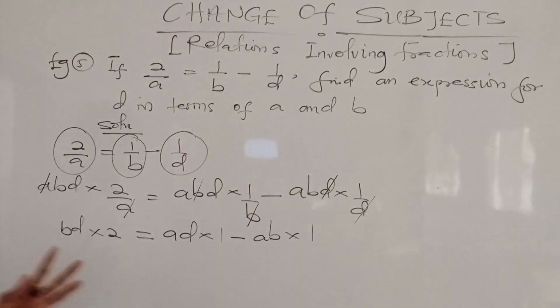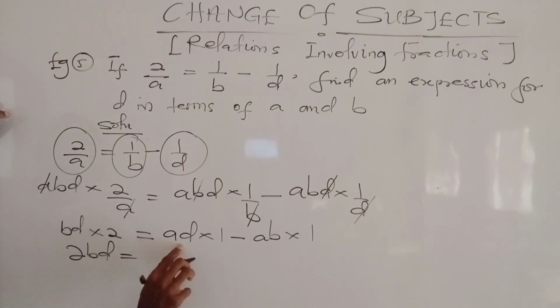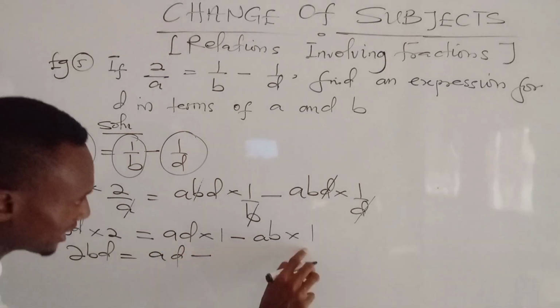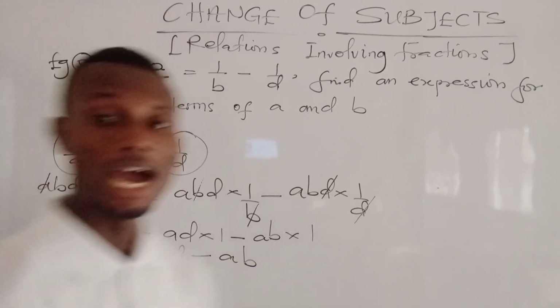Okay, from here, let's do the multiplication. BD times 2 gives me 2BD, I hope you agree with me, equals, now AD times 1 gives me AD, minus AB times 1 gives me AB. Okay, I hope you agree with me up to this point.